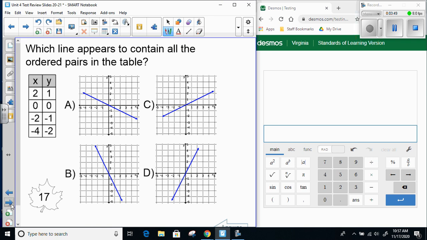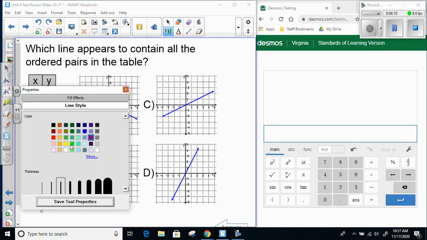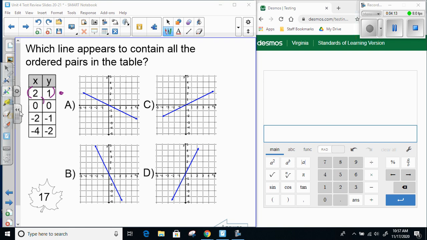Number 17 says which line appears to contain all the ordered pairs in the table. So remember, these ordered pairs, these rows in the table, are just points. So 2, 1 in the table is like 2, 1. That's going to be a point on the graph. Switching colors for my next point. 0, 0. That's x coordinate 0, y coordinate 0 is going to be another point on the graph. -2, -1.